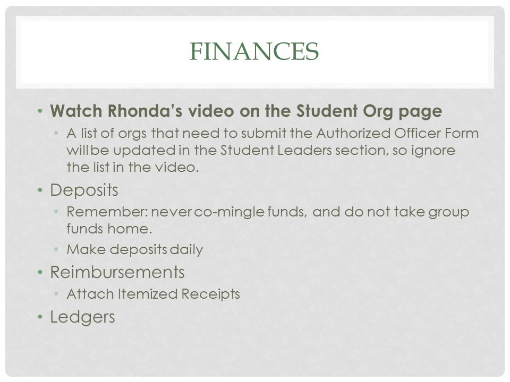So let's get started. For finances, really a lot of this is in the video that Rhonda has on the supplemental section. On the student org page, in the student leader section, there's a supplemental bit, and Rhonda has a video that she's made that she'd like you guys to watch. In this video, don't pay attention to the list of orgs that still need to submit their authorized officer forms. That will be updated later on the page once you guys start to submit them, but this video is a couple years old, and instead of remaking an entire video, just ignore that section where she talks about the orgs that still need to send her a form.